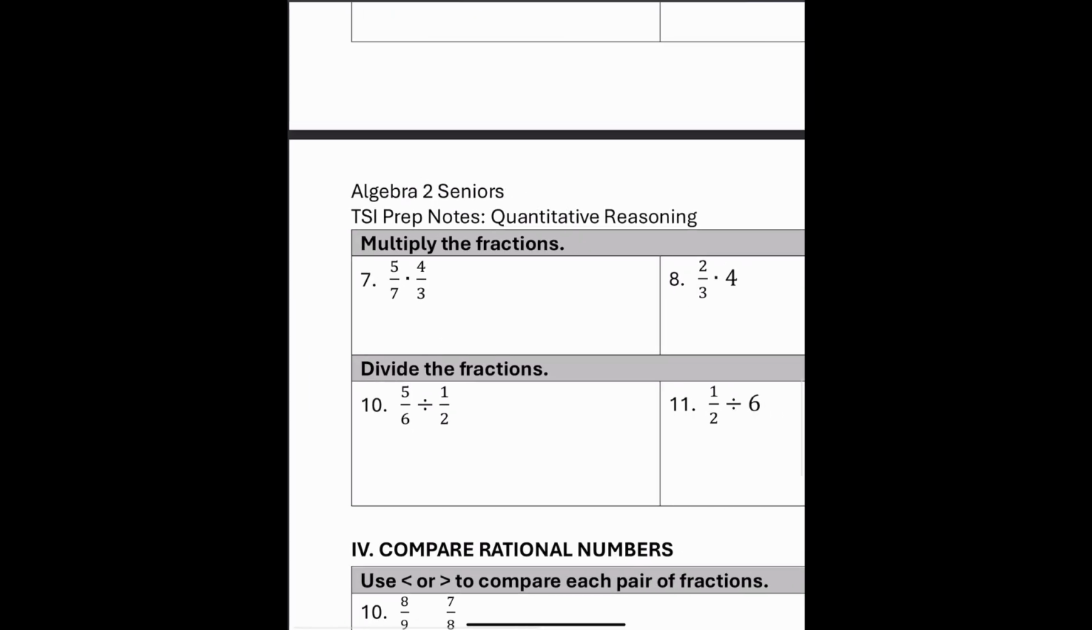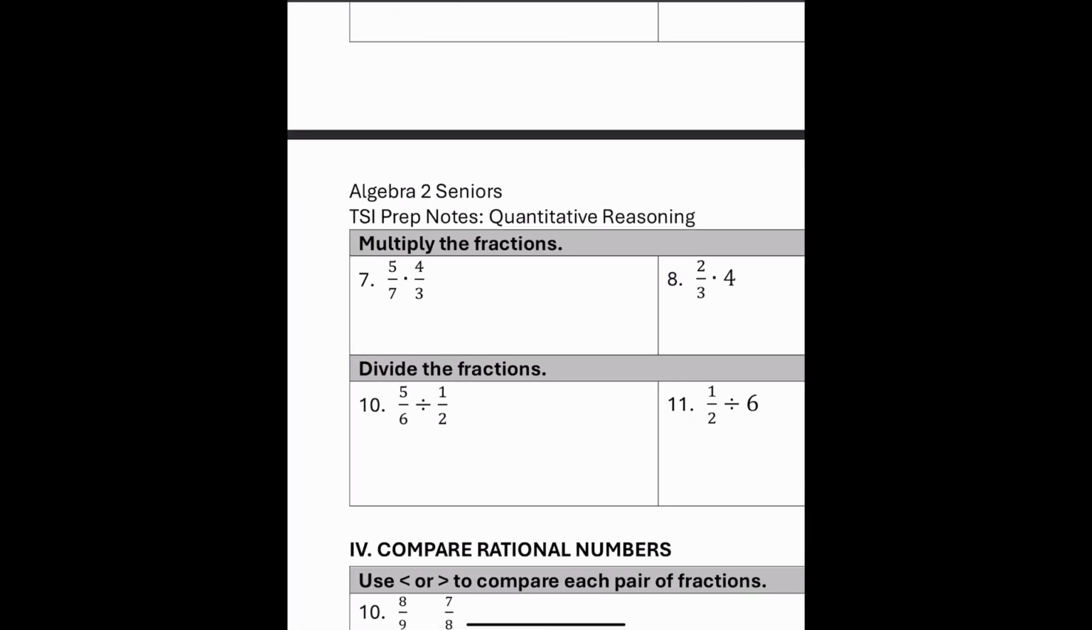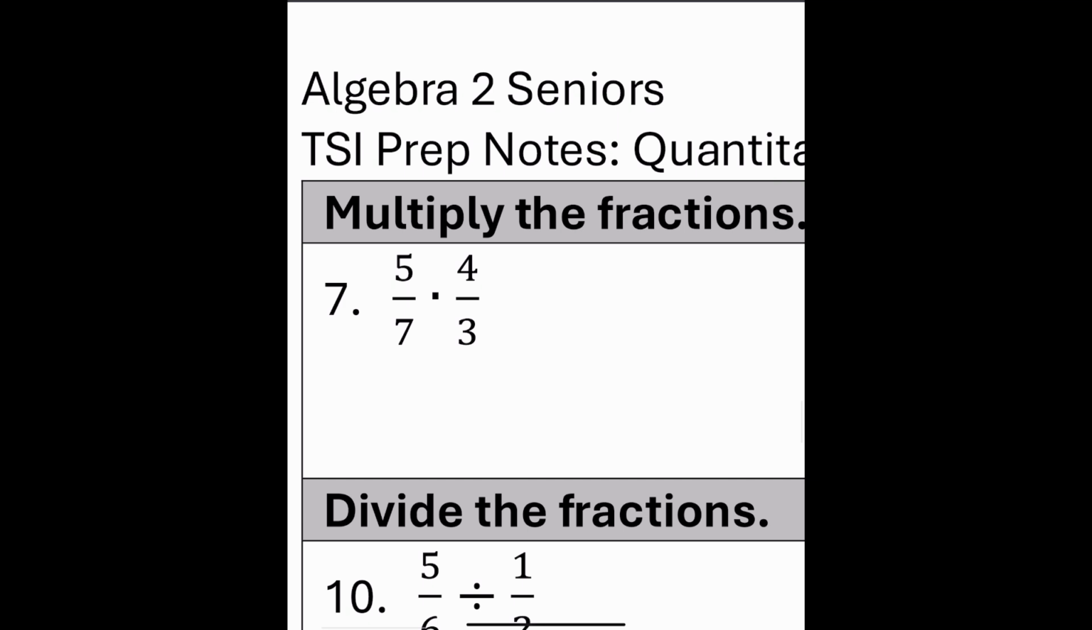All right, so let's multiply fractions. And this is very, very simple. We don't need to worry about having a common denominator. All we need to do is just multiply across, okay? So whenever we're multiplying the fractions, we multiply the numbers across. So here is number 7. We have 5 over 7 times 4/3.